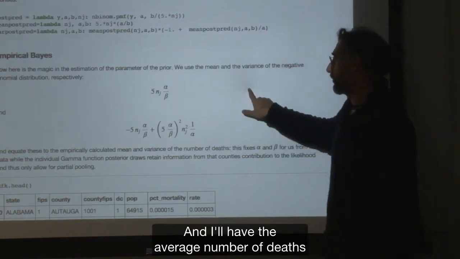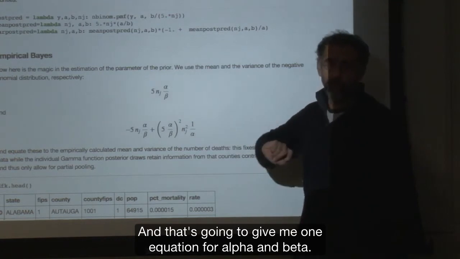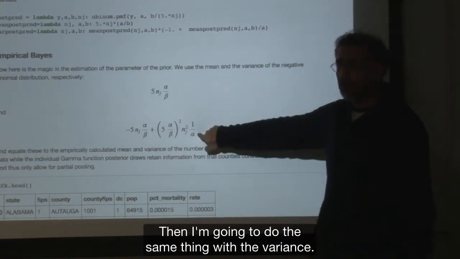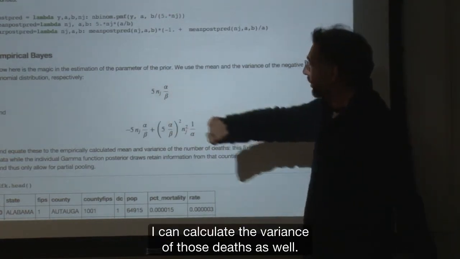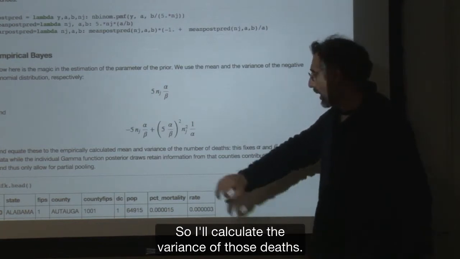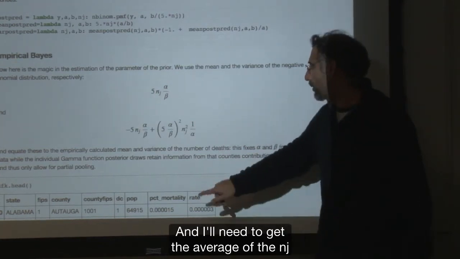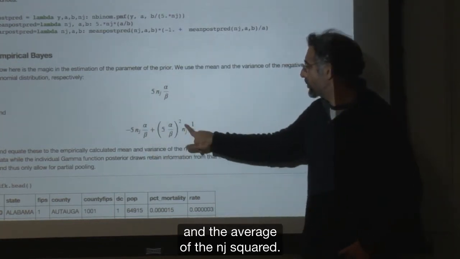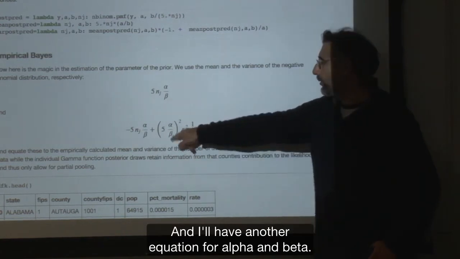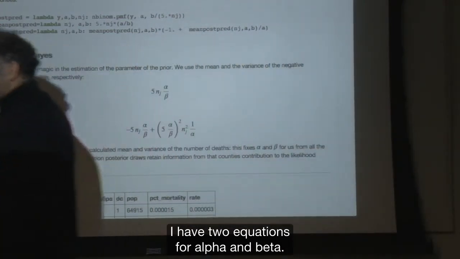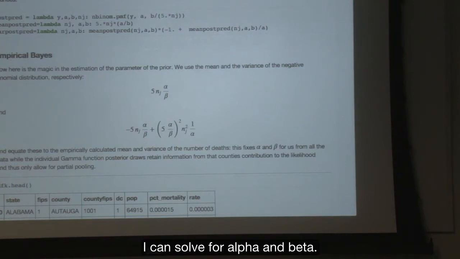And I'll have the average number of deaths of all counties in the country. That's going to give me one equation for alpha and beta. Then I'm going to do the same thing with the variance. I have all that data, right? I can calculate the variance of those deaths as well. So I'll calculate the variance of the deaths, and I'll need to get the average of the NJ and the average of the NJ squared. And I'll have another equation for alpha and beta. I have two equations for alpha and beta. I can solve for alpha and beta.